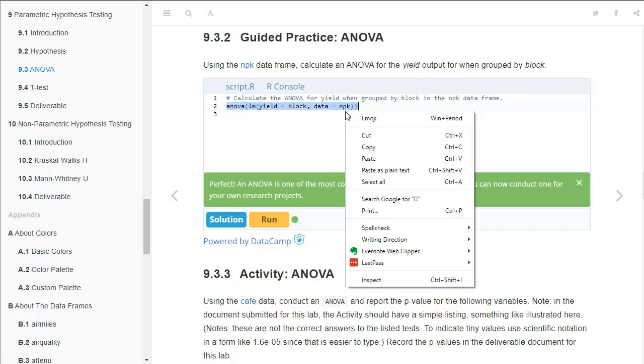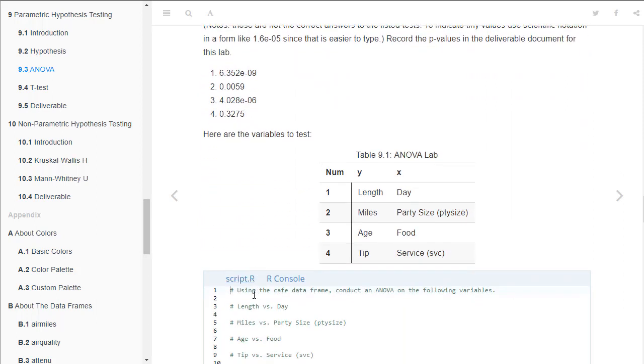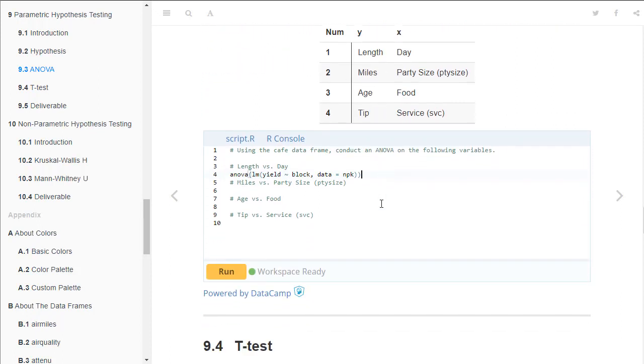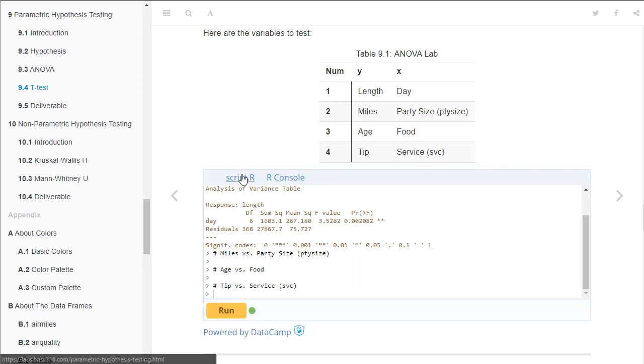The deliverable, now copy this. The deliverable is actually multiple deliverables. Let me paste this in here. What I want you to do is use the CAFE data frame, and we want to look at lengths. It should be a lowercase l in there, by day. Let me run this. I just want to make sure that much will work all right. It looks like it did.